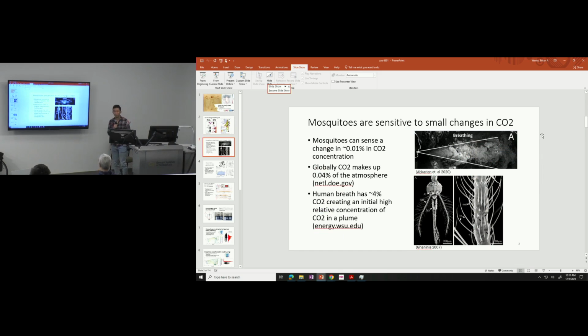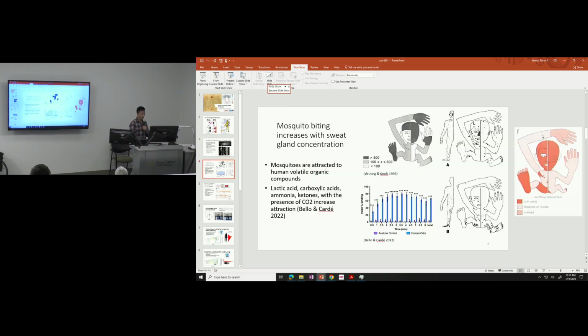The amount of CO2 in the atmosphere at any given moment, aggregated over a large volume, is pretty small. It's like 0.04%. And the human breath, when you breathe out, is about 4%. So a couple orders of magnitude higher than what the atmosphere is, and the mosquitoes can sense a tiny change in it. They use all these small sensors on their antenna to actually sense it, but that's all the biology.